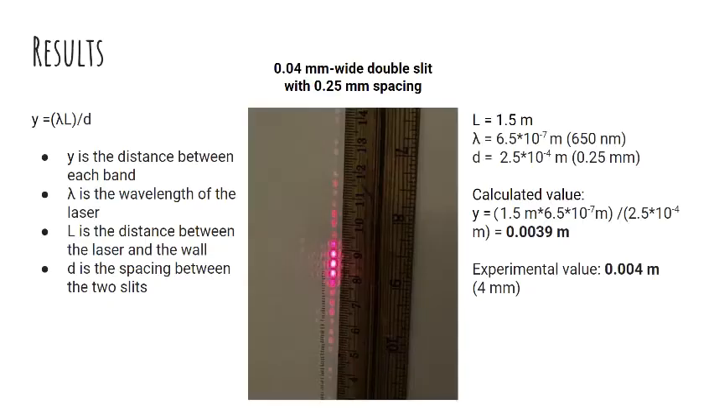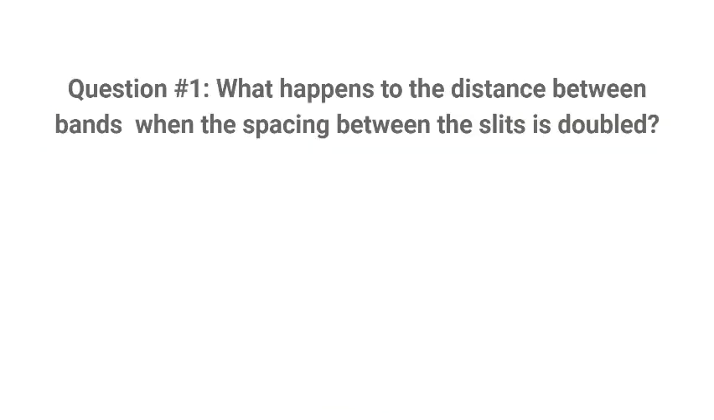Using a 0.04 millimeter wide double slit with 0.25 spacing, we were able to calculate that the distance between each band was 0.0039 meters. This, compared to the experimental value of 0.004 meters, means that our experiment was a success. What happens to the distance between the bands when the spacing between the slits is doubled?